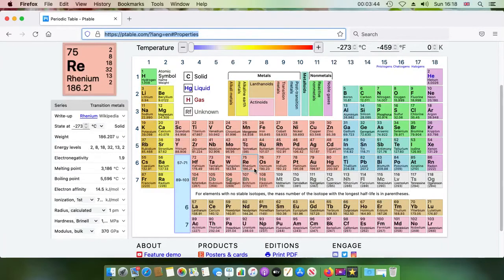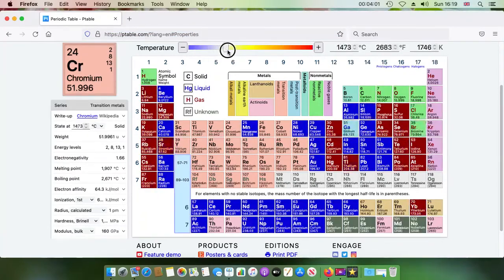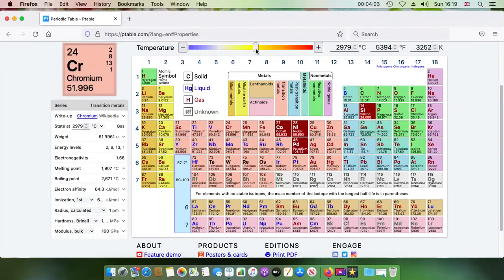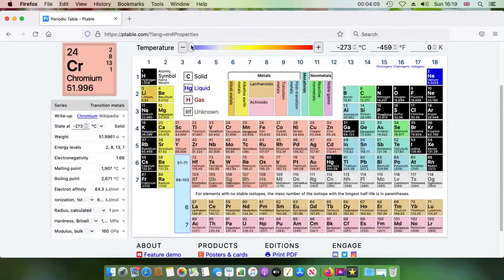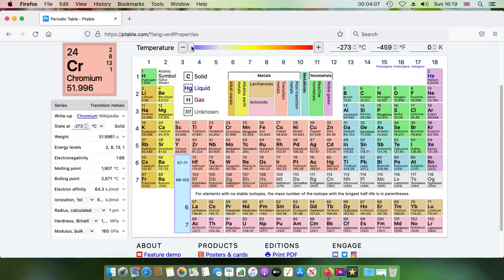And then you can see also that with the colours you can see from the periodic table which elements are metals, which are non-metals, and other characteristics of them. You can also see which ones are solids, liquids and gases, and there is a temperature you can set here, and as you change the temperature you can see how all the elements change from liquids to gases and solids.